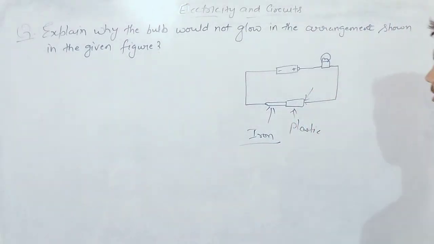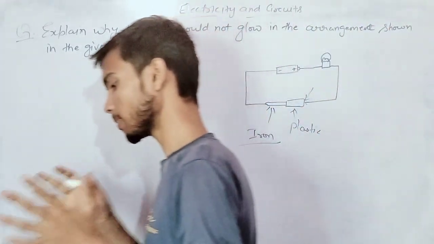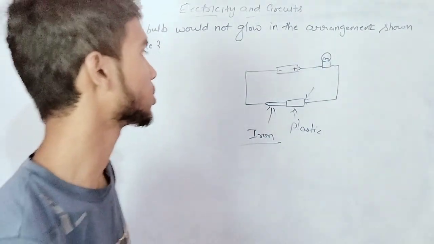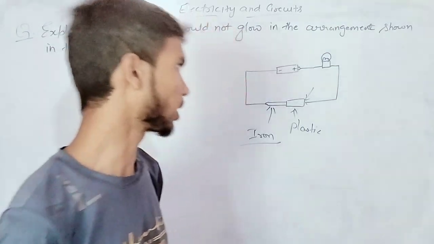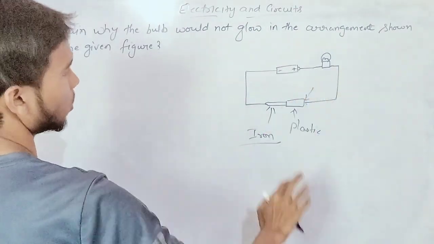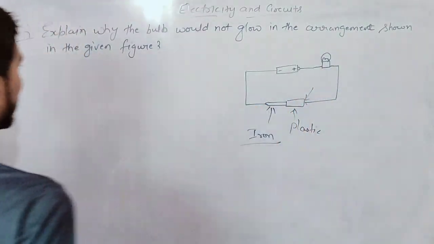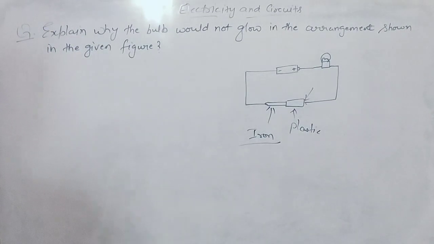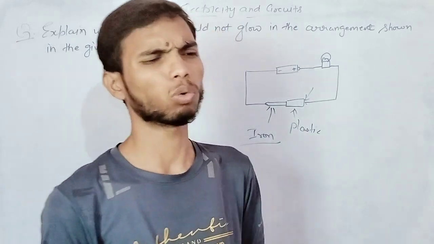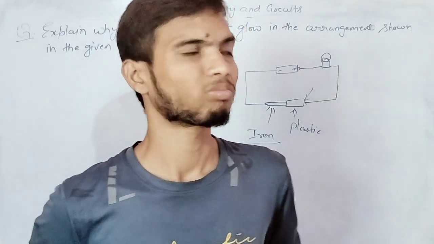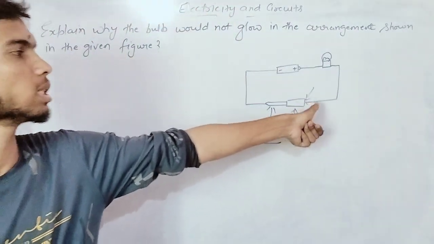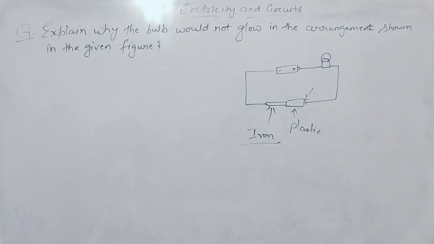What is the reason? It is connected to the plastic material. Plastic is an insulator. The insulator is stopping the coming electricity. The coming electricity is not passing through this plastic material. So do you understand? The reason is this: it is connected to plastic material. That's all.